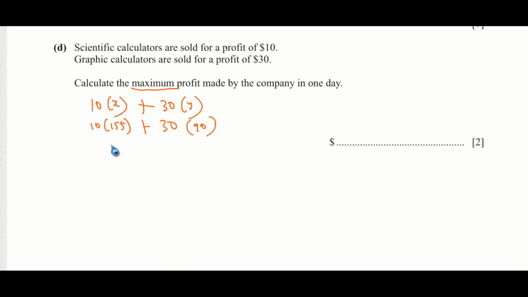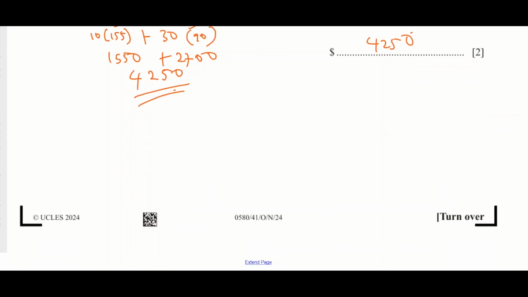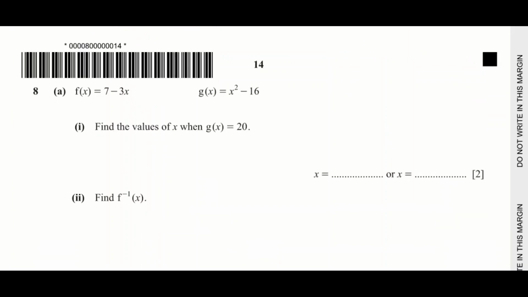So that will be 1550 plus 3 times 9, 27, then 00. So these two add up to 4250. So I'll put 4250 here. Okay, so let's go to the next question.